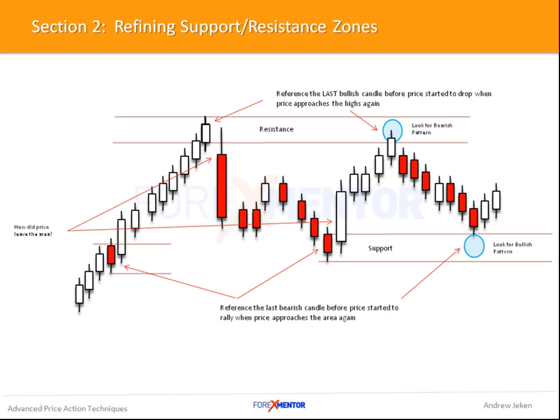So recap, look for price to move away from an area aggressively. In this case, we had a nice uptrend. Price consolidated very briefly, then took a nice breakout, continued its upward move, it then broke away aggressively. In an uptrend, you want to reference the last bearish candle before price broke out, and in a downtrend you want to reference the last bullish candle where price broke out aggressively.